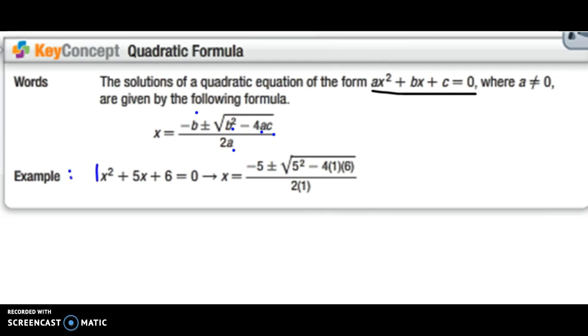So for example, here's this one right here. In our case, a is going to be 1, b is going to be 5, and c is going to be 6. Notice it's equal to 0. So then it would be negative b, so negative 5, plus or minus the square root of 5 squared minus 4 times 1 times 6 all over 2 times 1. And this is going to give us two distinct answers because we have the plus or minus symbol right there. Like we said before, quadratics generally have two answers, and that's how we get it, the plus or minus sign.